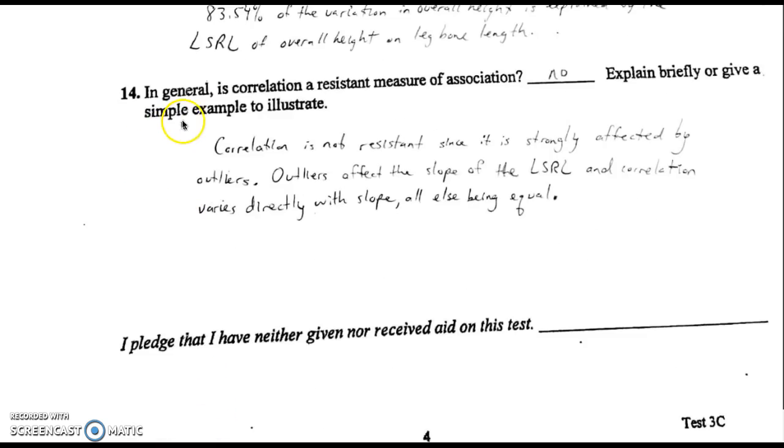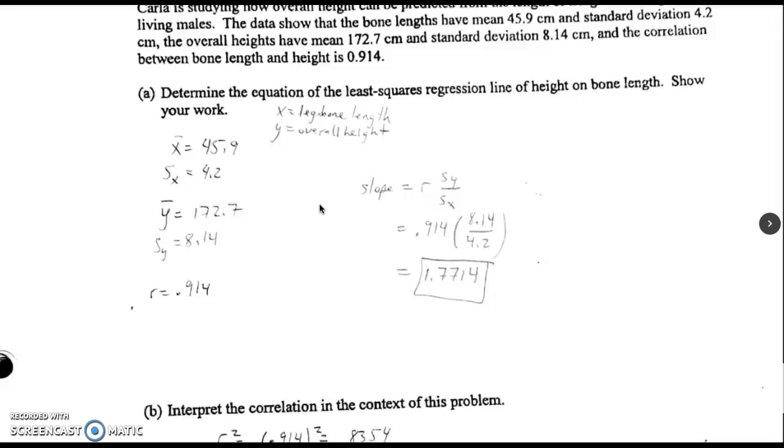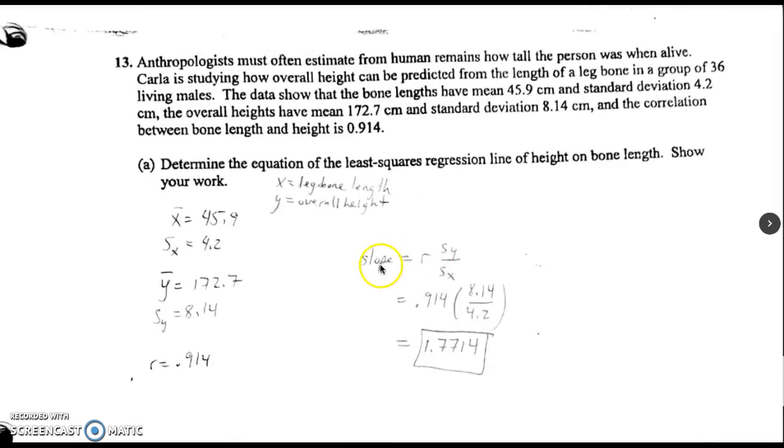And the last question, in general, is correlation a resistant measure of association? The answer to this question is no, and explain briefly or give an example to illustrate. Correlation is not resistant because it is affected by outliers. It can be strongly affected by outliers. Outliers affect the slope of the least squares regression line, and correlation varies directly with the slope.